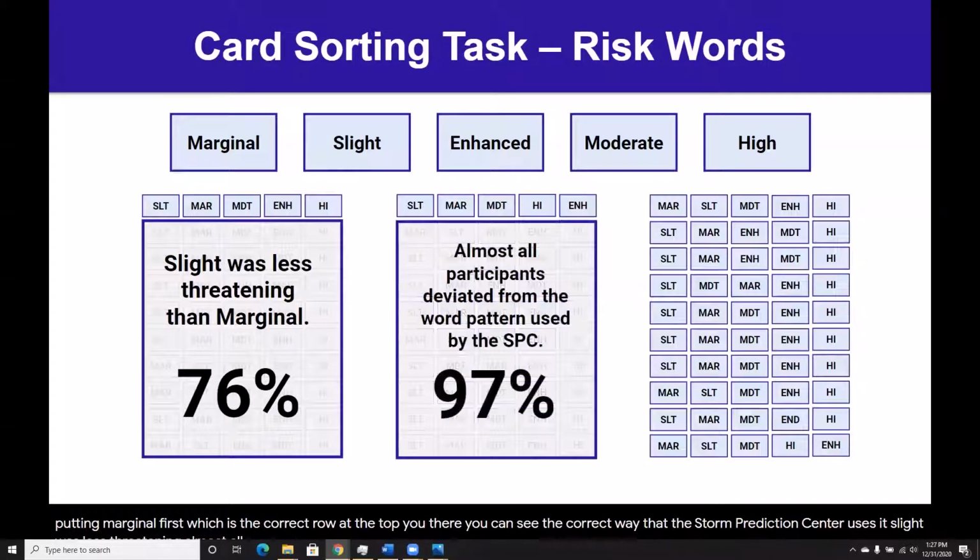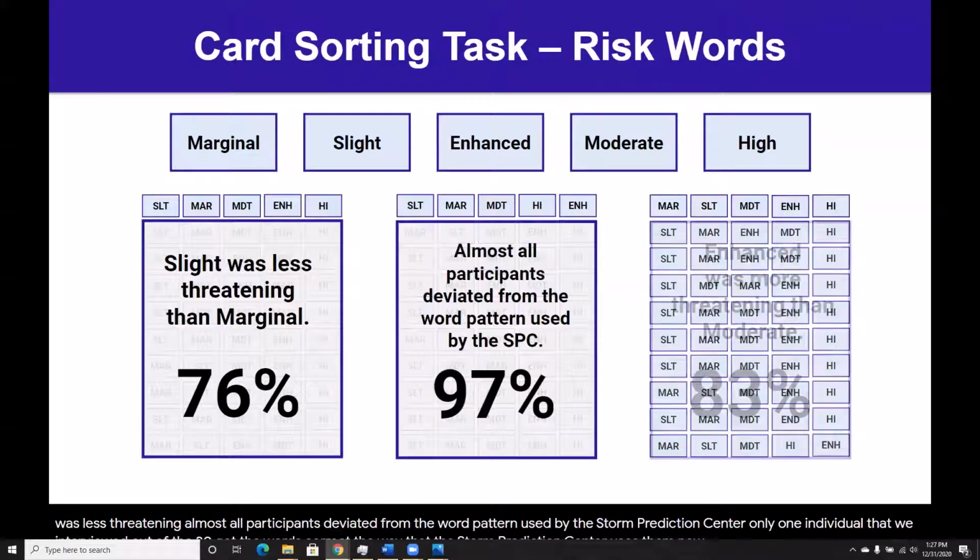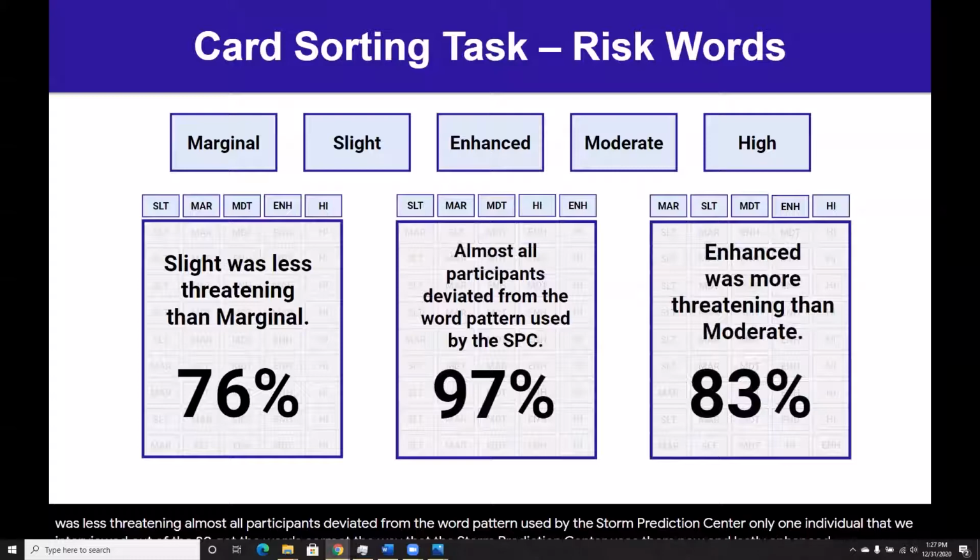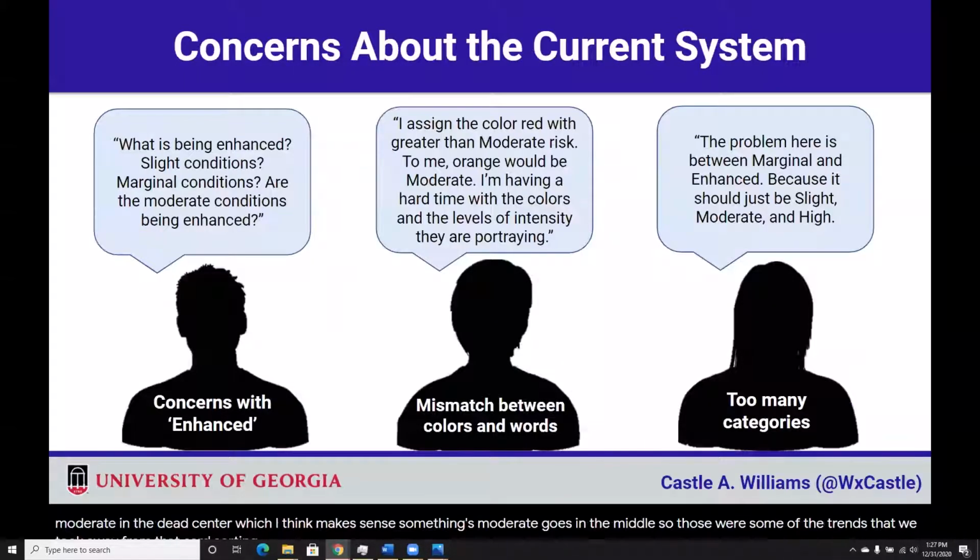Almost all participants deviated from the word pattern used by the Storm Prediction Center. Only one individual that we interviewed out of the 30 got the words correct, the way that the Storm Prediction Center uses them now. And lastly, enhanced was more threatening than moderate. 83% of the time we saw individuals put the enhanced card ahead of moderate, with most people putting moderate in the dead center, which I think makes sense. Something's moderate goes in the middle. So those were some of the trends that we took away from that card sorting task.